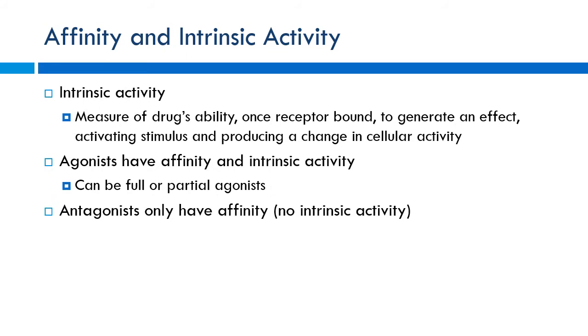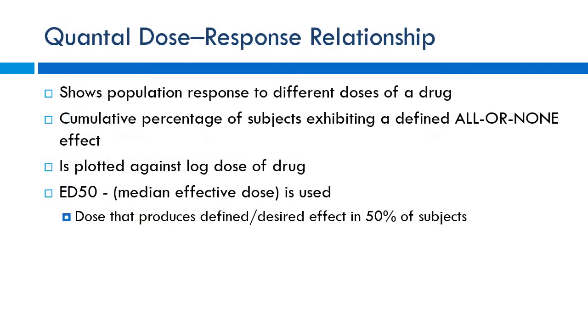I mentioned intrinsic activity. Typically, antagonists should have no activity whatsoever. A full agonist would have full activation of the receptor. A partial agonist would only have partial activation, as the name would imply. Okay, so those are the graded dose response curves, right? Now we're moving over to the quantal dose response curves.